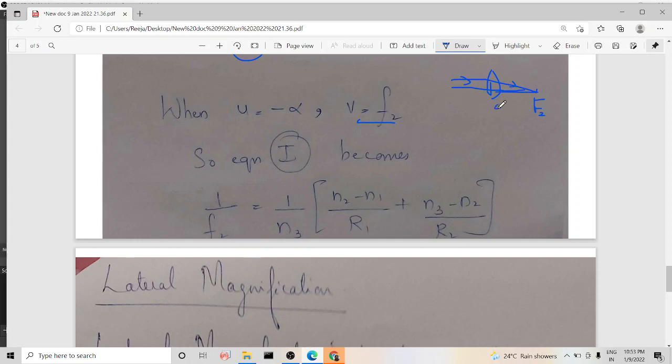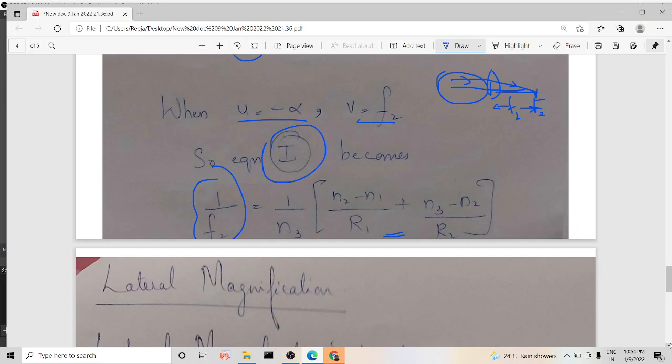Now how do I determine this second focal length small f2? For that I consider my u equal to minus infinity. Why minus infinity? Because it is a length taken on the left hand side. So u equal to minus infinity, v equal to, it is formed at this focus, so v equal to f2. Again substituting in equation 1, you get 1/f2 equal to 1/n3 into n2 minus n1 by r1 plus n3 minus n2 by r2. So I hope how to determine the first principal focus and how to determine the second principal focus is clear to all of you.